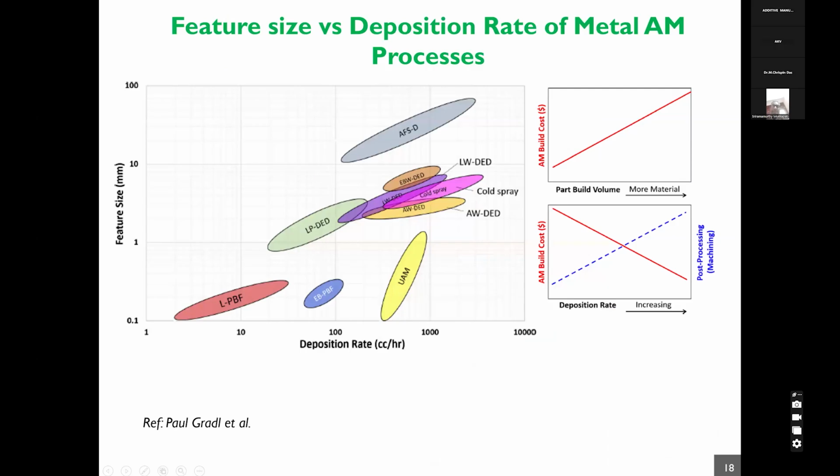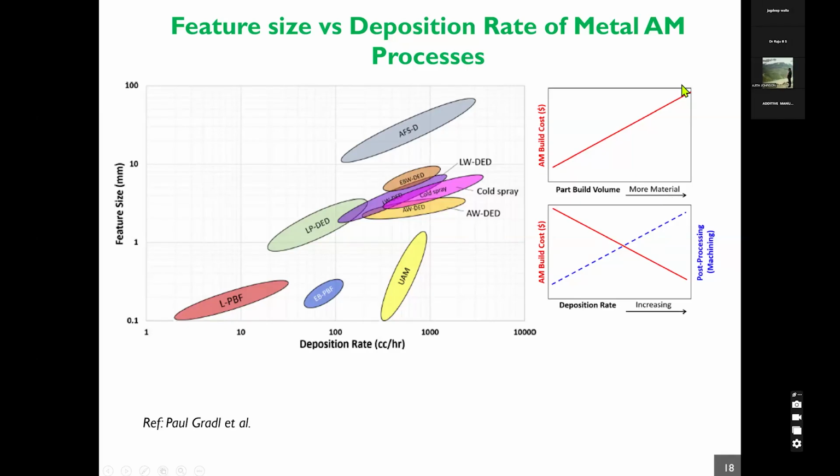So this slide again talks about the feature resolution versus the deposition rate of various metal additive manufacturing processes. As I already mentioned, since we are looking at very fine feature size in laser powder bed fusion, the deposition rates for making the component are very low. When you look at DED processes, you are looking at very high deposition rates, but you need to compromise on the feature resolution. On the right, you can see when the part size is increasing, you require more material for making the part itself.